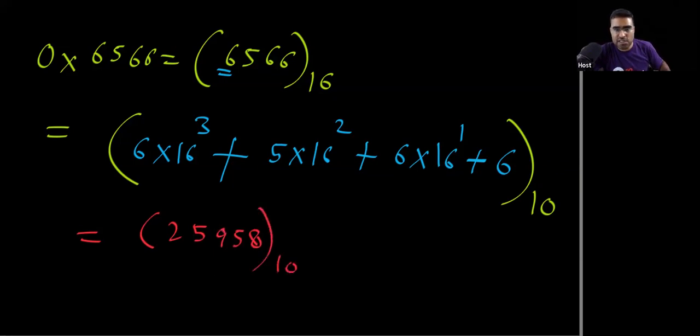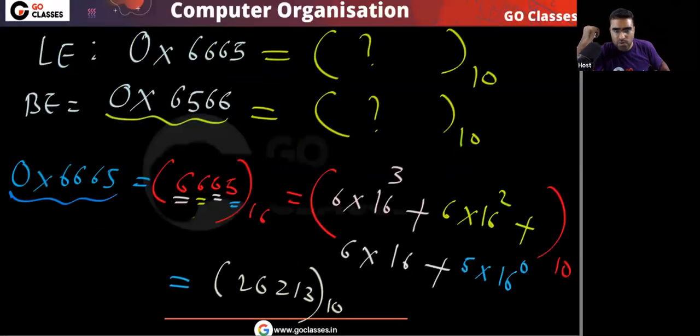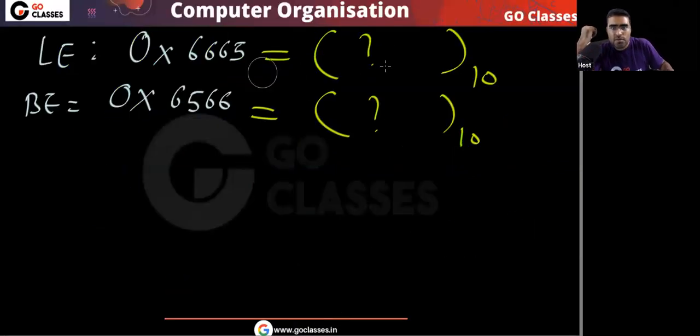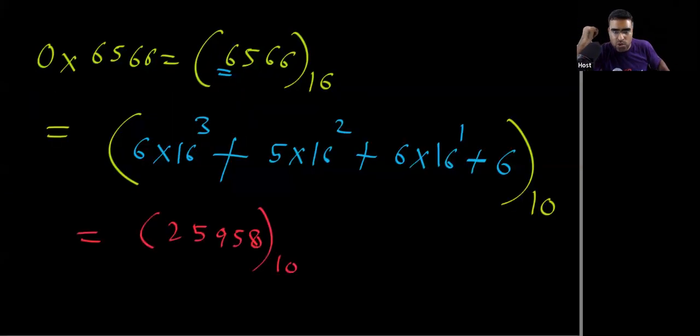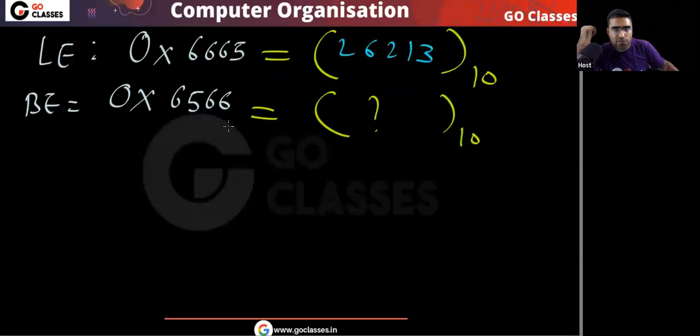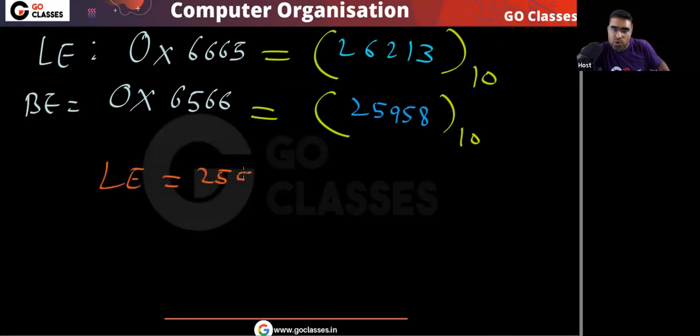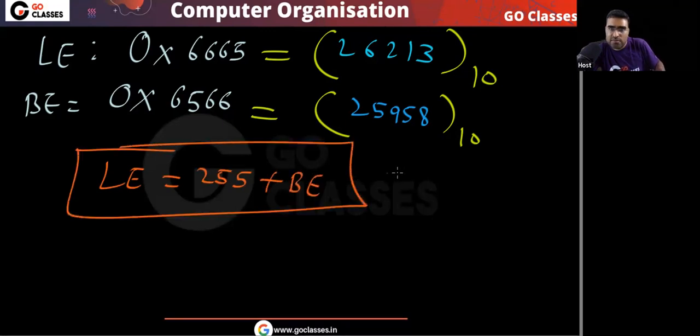Now tell me, is the equation satisfied? Here you have 26213, and here you have 25958. Is the equation satisfied or not? Yes, the equation is satisfied, right? You can see LE is equal to 255 plus BE. So the equation is satisfied.